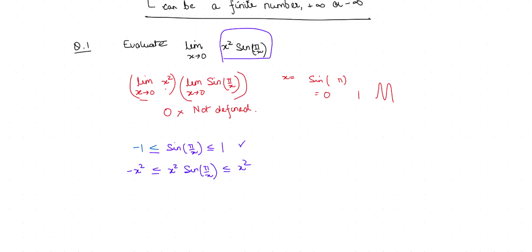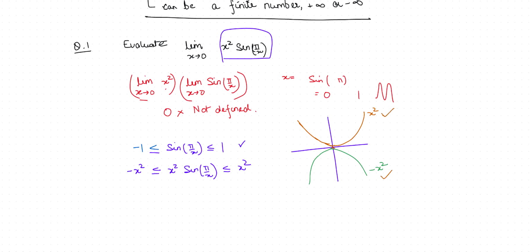So if we multiply by x square on all sides, this inequality still holds true because we know x square is a positive value. So the signs will not change and this inequality still holds. If we graph here, we see that this is the graph of negative x square. This is the graph of positive x square.